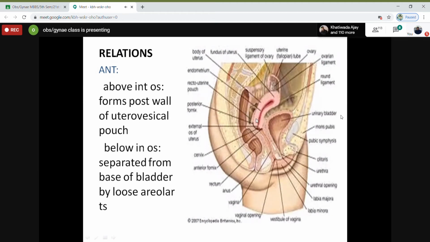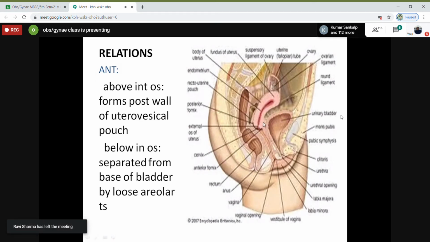So anteriorly, above the internal os. The cervix has an internal os and an external os. So this is internal os, this is external os. Above the internal os, it forms the posterior wall of the uterovesical pouch, between the uterus and the bladder. Below the internal os, it is separated from the bladder by loose areolar tissue.